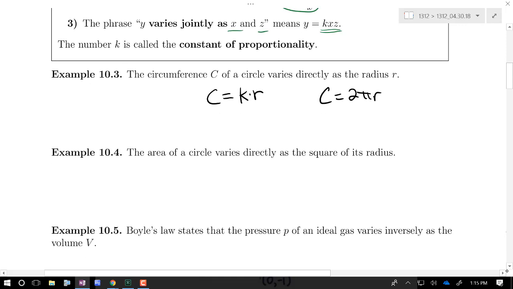Another example: the area of a circle varies directly as the square of its radius. That is true, and we even know what constant to use. But if I were trying to parse out this sentence to make an equation, I would say the area varies directly as the square of its radius, so k times r squared. And of course we know what this constant is. What is it? Pi, yeah. Good.